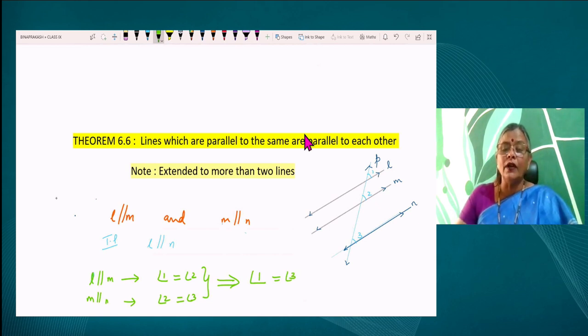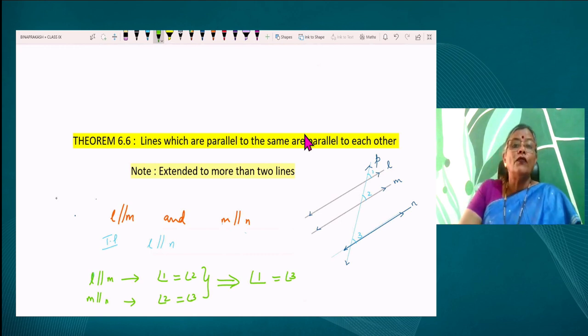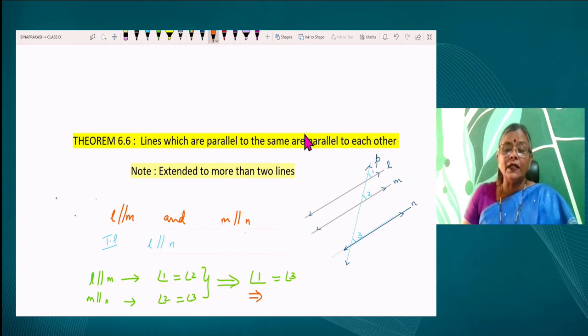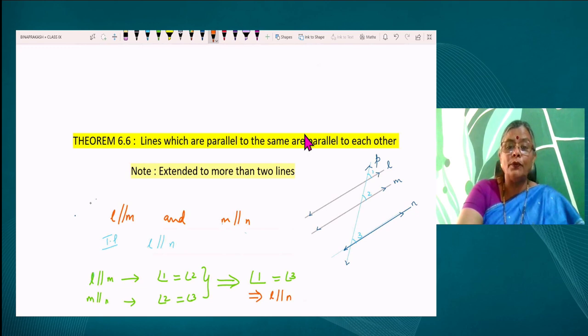If 1 and 3 are equal, just forget about line M and forget about this line. We have the pair 1 and 3. They form corresponding angles because P is a transversal and L and N are two lines. So what conclusion do we have from here? If angle 1 is equal to angle 3, then the line L will be parallel to N. So that's what we had to prove.